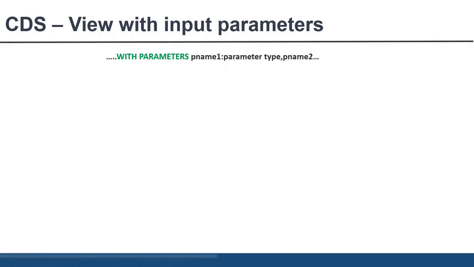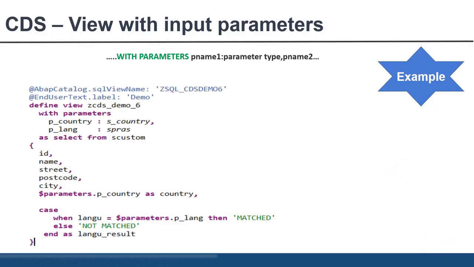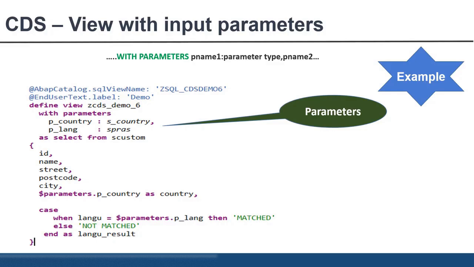Here's an example CDS view with parameters. The syntax to include parameters is to use "with parameters", parameter name, colon, parameter type, and if there are more than one parameter, all the parameters would be separated by comma. Here's the example CDS. Here are the parameters. We have two parameters, p_country of type s_country and p_lang of type s_pras.